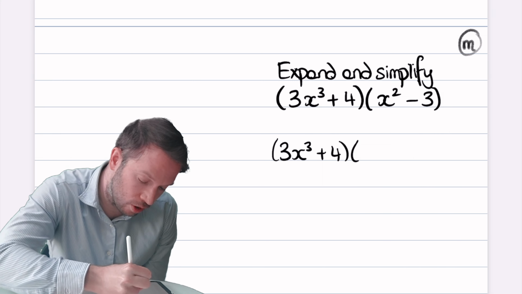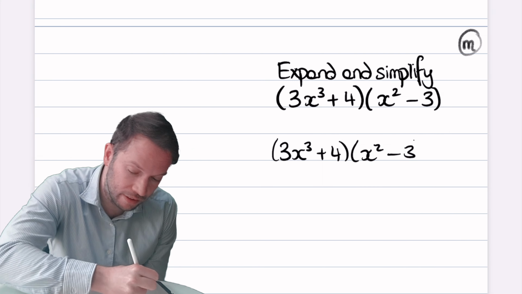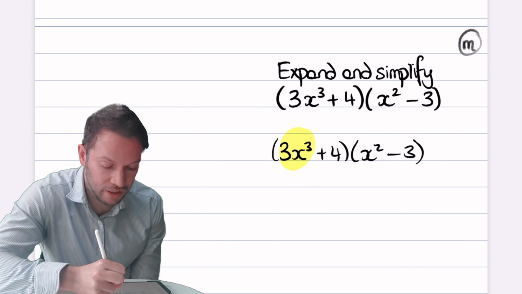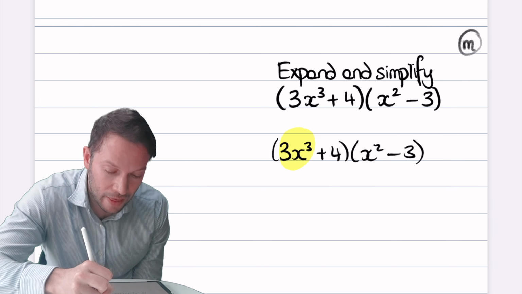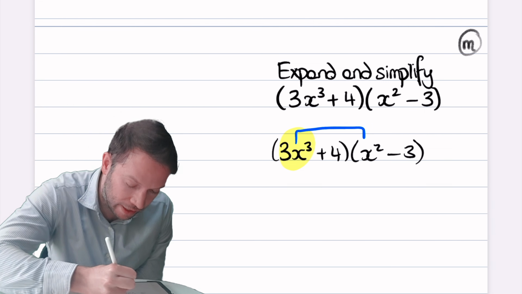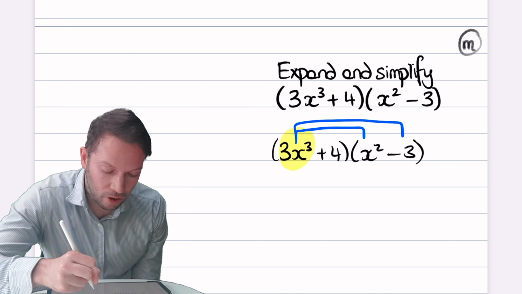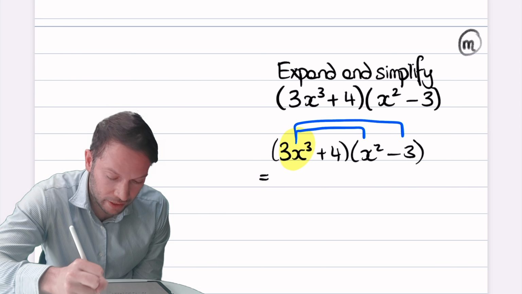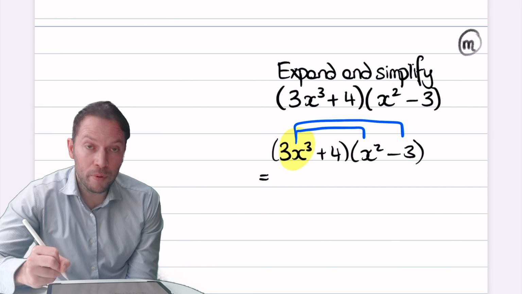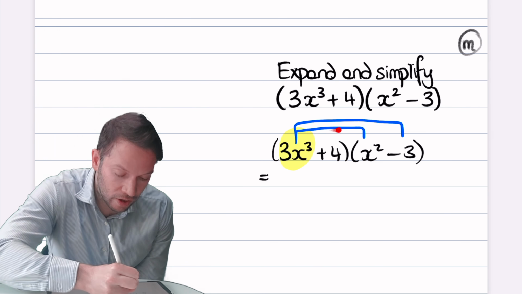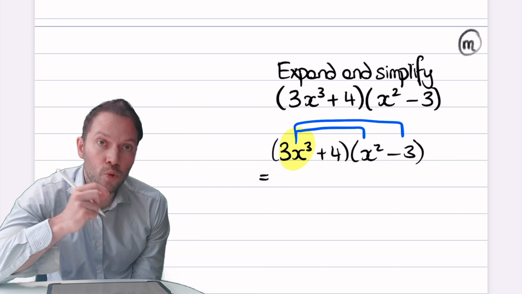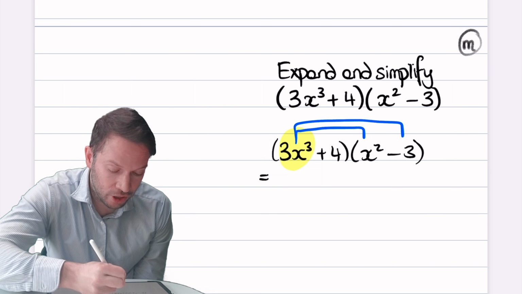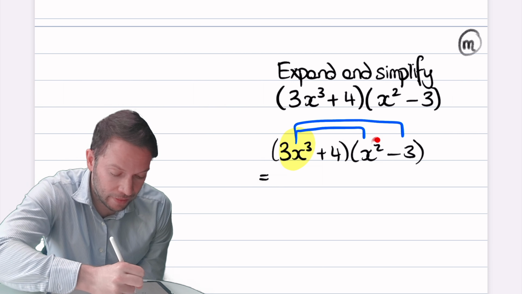focus first on the first thing in the first bracket. So I focus on the first term in the first bracket, the 3x cubed, and then multiply it by each thing in the second bracket. So I'm going to do the 3x cubed times the x squared first. Now remember, when you do x cubed times x squared, you add the indices. So you're going to add the 3 and the 2.